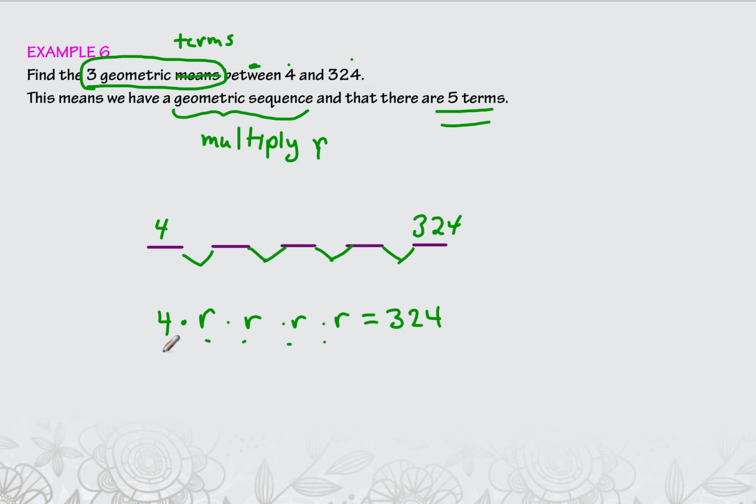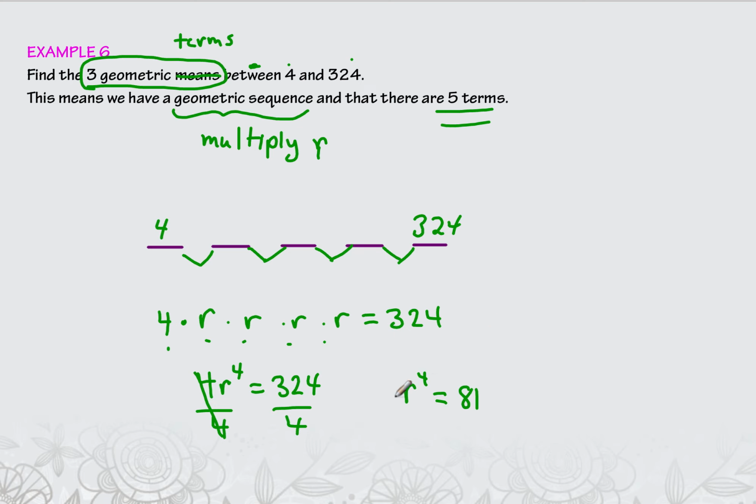Okay, now this is just basic math. Clean this up. r to the 4th is 324. Divide by 4. Divide by 4. And I get r to the 4th equals 81. So you've got to think, what number raised to the 4th power gets you 81?